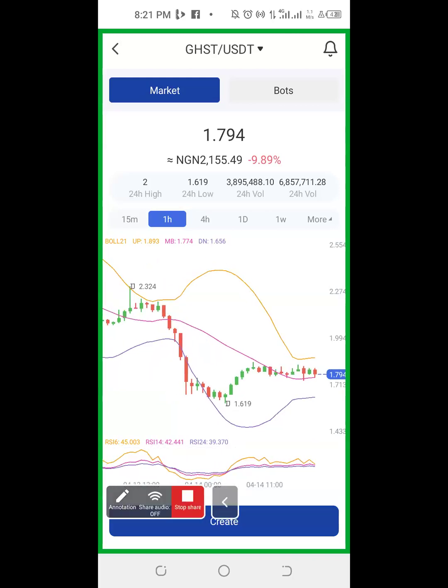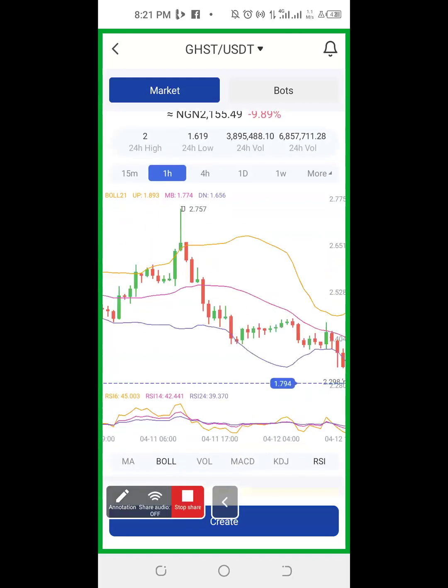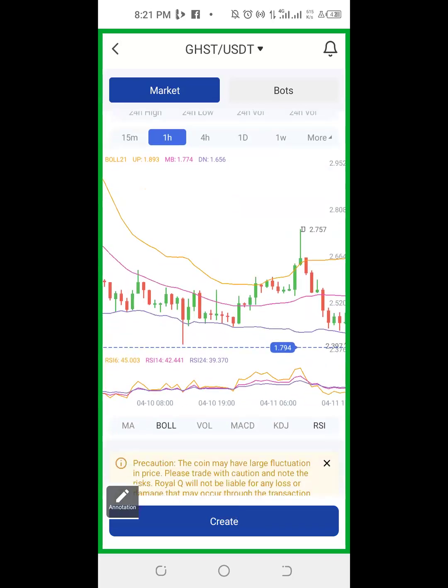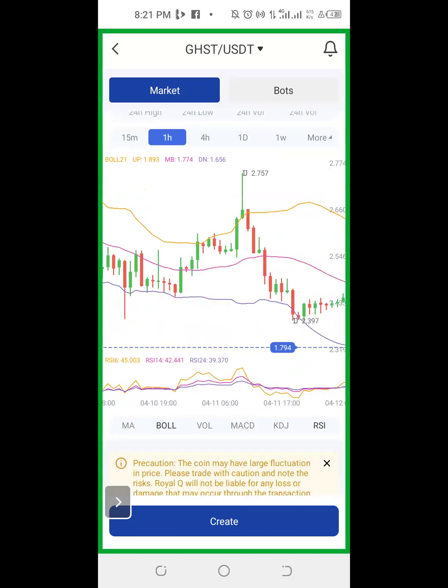But when you see a green candle forming, it means that buyers have taken over. So there are more buyers in that time frame, whether 15 minutes, 30 minutes, or 1 hour. It means the buyers took over that trading session and pushed the price up. That's why we now say that the coin will move up in price.